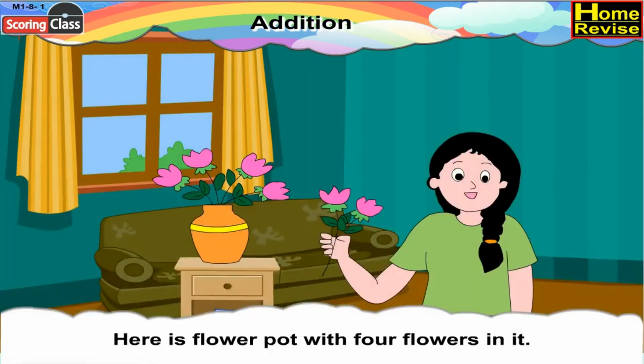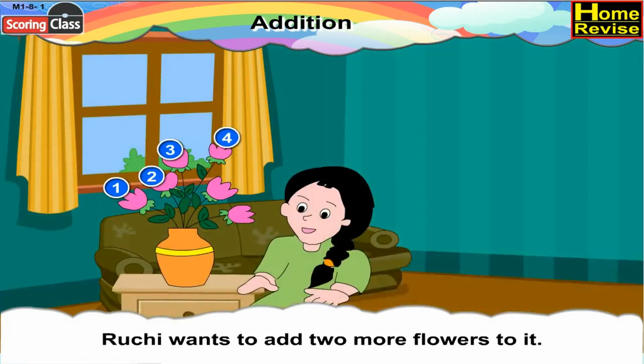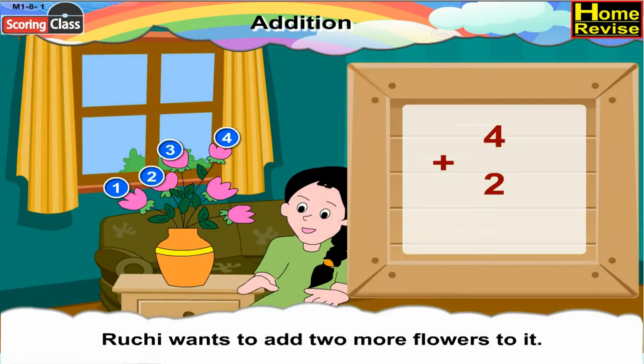Here is a flower pot with 4 flowers in it. Ruchi wants to add 2 more flowers to it. So, 4 flowers and 2 flowers makes 6 flowers. Did you get it? All right.